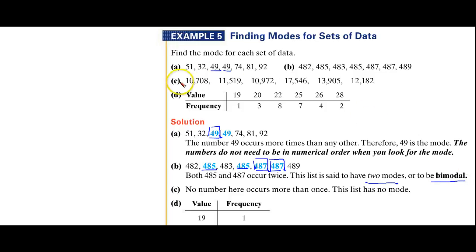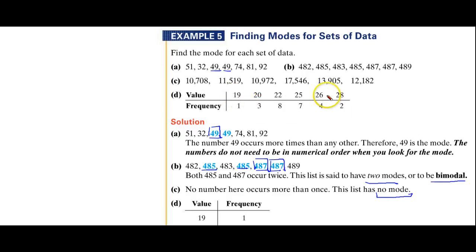Now in example C, as we scan the numbers, no number appears more than once. So here there's a list in which there is no mode. And then here we have them listed.